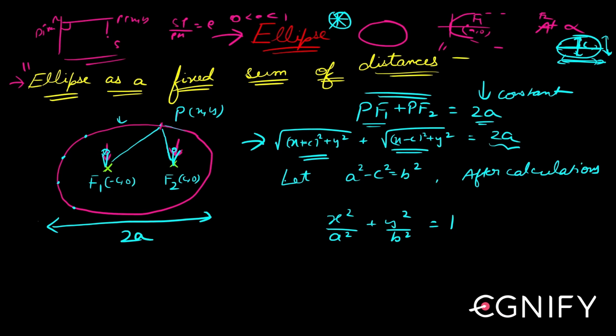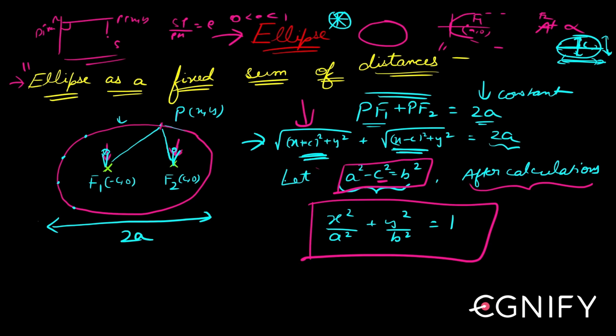If you actually carry out these calculations, you let a square minus c square equal b square. I'm not showing you where this is coming from, but when you go ahead with the calculations, you will arrive at an expression where you have to replace c square. When you replace c square with a square minus b square, you will finally be able to reduce this to this. So this is the most important form.